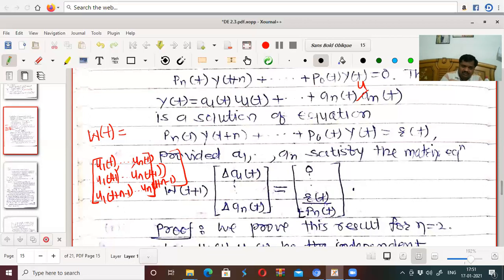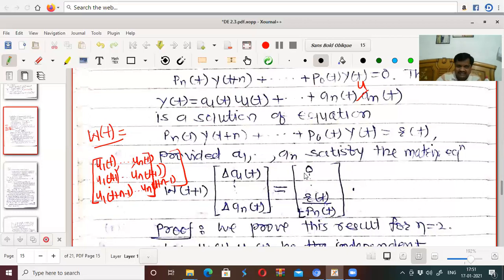What is W(t+1) then? Only replace t by t plus 1 here. That is, u1(t+1) up to un(t+1) should be the first row, u1(t+2) up to un(t+2) should be the second row, and so on. The nth row becomes u1(t+n) up to un(t+n). Okay, so this is the method.